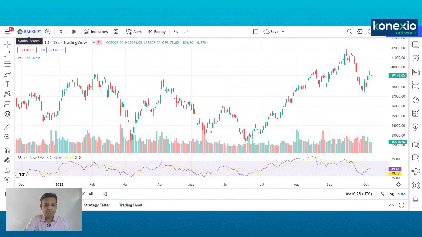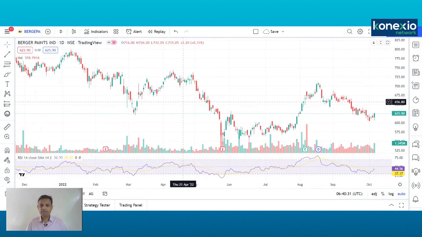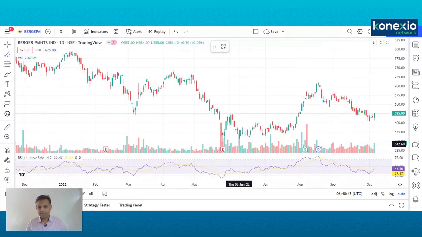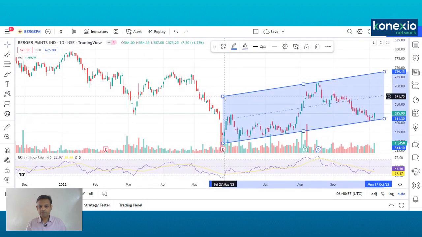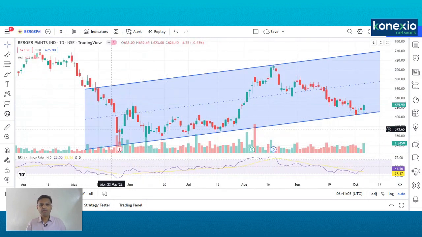Let me go to the chart. This is Berger Paint. You can see when prices were making some sort of lower tops, RSI was making higher tops, which is a classical example of a positive divergence. Now let me put a parallel channel so that we might get a target for the long term from these levels. Now here you can see the stock has been moving in this particular channel.